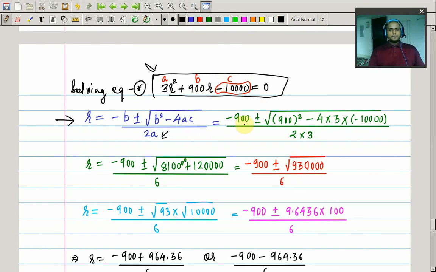So let's put in all the values. b I have written as 900, so it is minus 900 plus or minus the square root of b square, which means 900 square, and minus 4a. This 3 is a and c is minus 10,000, upon 2a. Now let's solve this. Minus 900 as it is here, plus or minus the square root of 81.